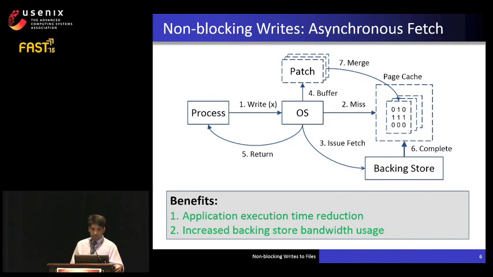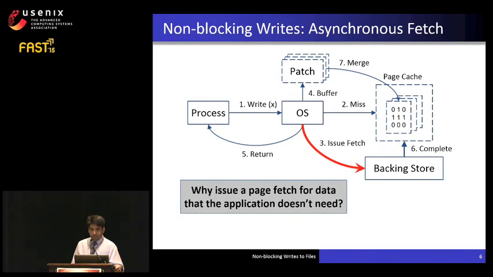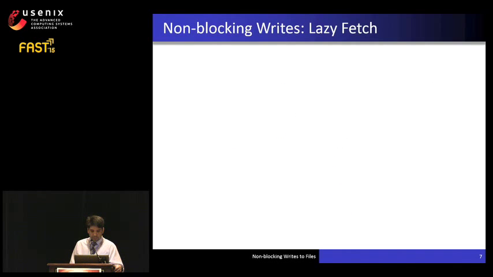And this is because since the process can keep going, it will be able to issue even more fetches, which can be handled in parallel and in a better way, depending on how the scheduler will deal with them. But we can see that here we're still issuing a fetch. So why issue a page fetch for data that the application might not need? So then we came up with a second approach, which is the non-blocking write lazy fetch. And the idea here is that we only issue the page fetch if it's completely necessary.